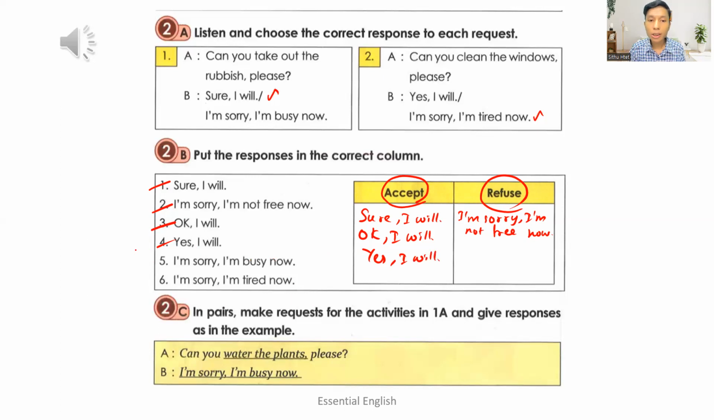And the next one, I'm sorry, I'm busy now. So do you usually see these words when you accept to do something? No, we use the response to refuse.